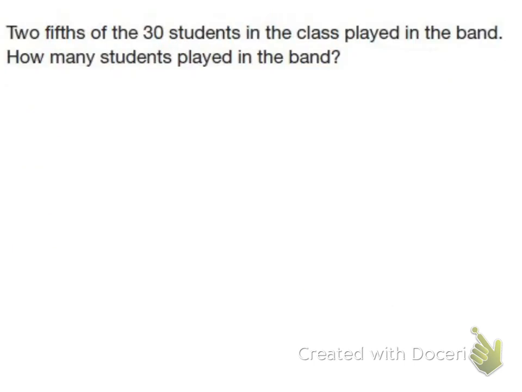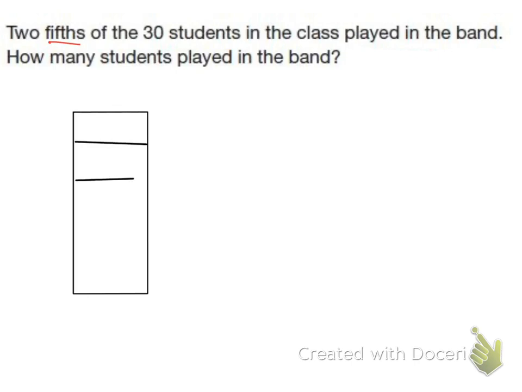All right, let's do one more example. This says 2/5 of the 30 students in the class played in the band. How many students played in the band? So we draw my diagram. I'm dividing it into fifths, so 5 pieces. 1, 2, 3, 4, 5. I put the total at the top, so 30.